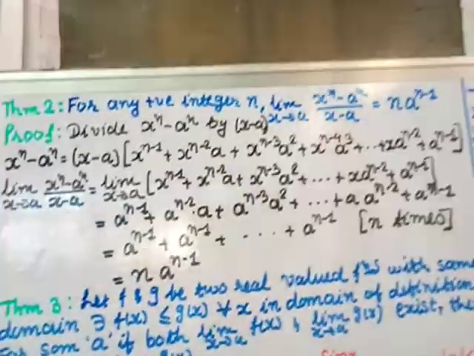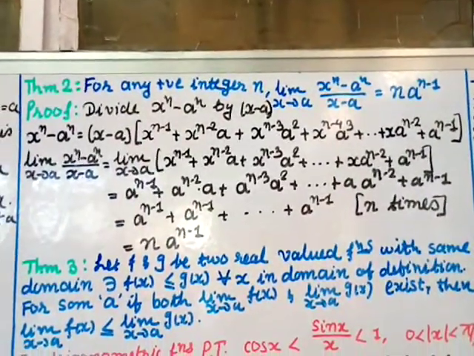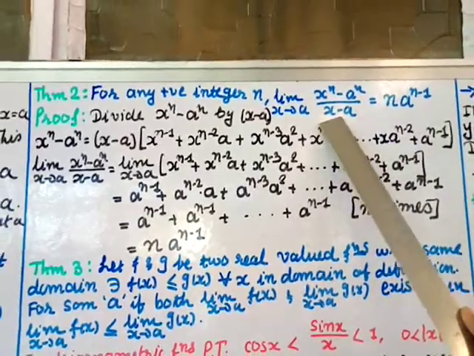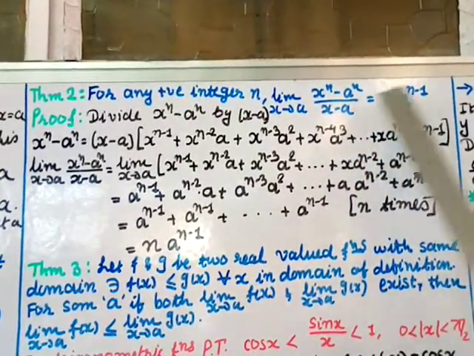Theorem 2. For any positive integer n, limit x tends to a of (x power n minus a power n) divided by (x minus a) equals n into a power (n minus 1).